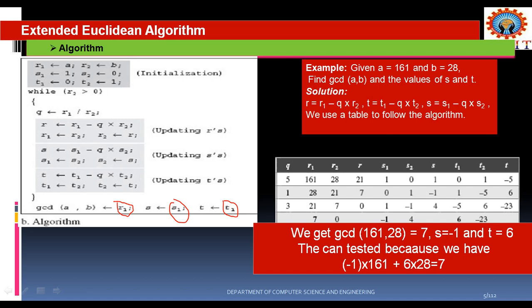We can check this answer using the given relation. What is that relation? S into A plus T into B is equal to GCD of A, B. Now minus 1 is the S, 161, so minus 161 plus 6 into 28, that is equal to 7. That's why this answer is correct.